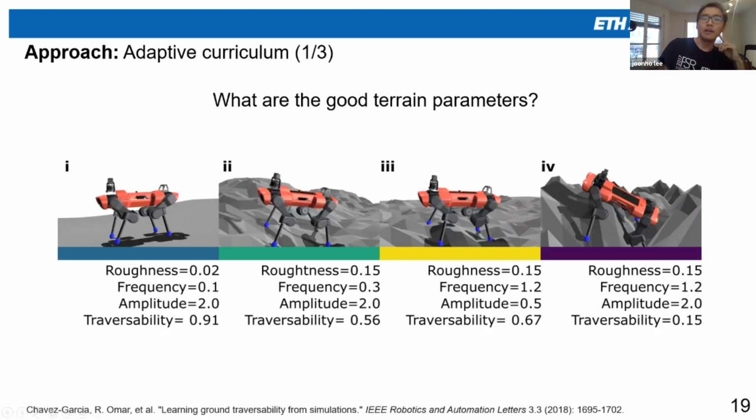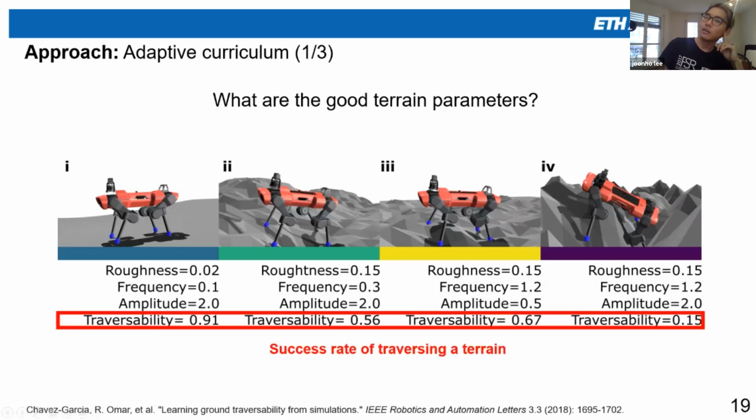So what we did is we defined some kind of performance measure of each terrain. So we called it traversability. So this is kind of success rate of traversing the terrain. So when the robot can walk over a certain velocity, then we say it's a success in the terrain. And this is like success rate in the terrain. And as you can see here, in this flat terrain, success rate is high. And in this rock terrain, success rate is low.